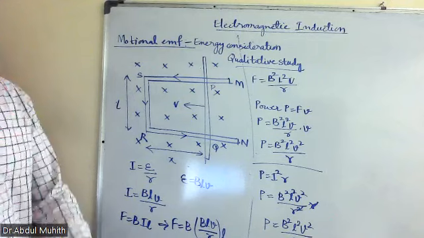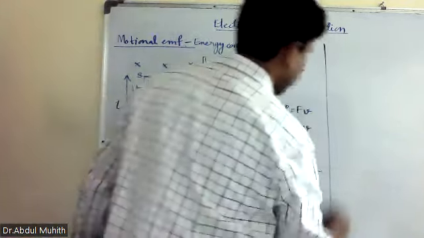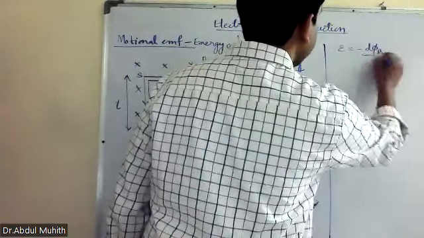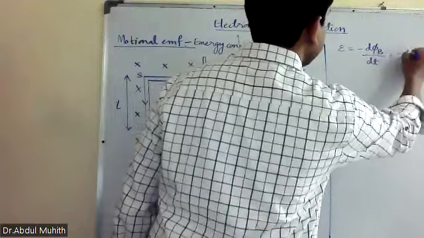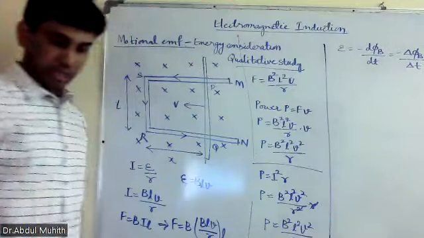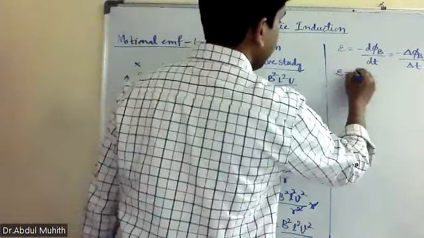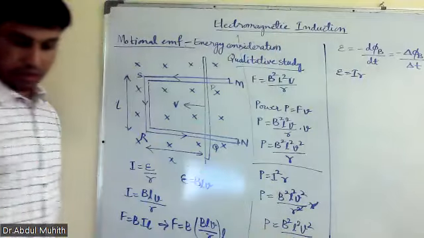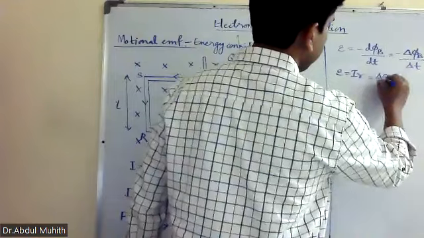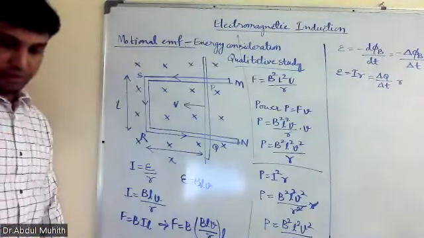We also know that the induced EMF E = dφ/dt, or with the negative sign, E = −dφ/dt, or we can also write −Δφ/Δt. And also we know that E = IR. What is I? I is the rate of flow of charges.